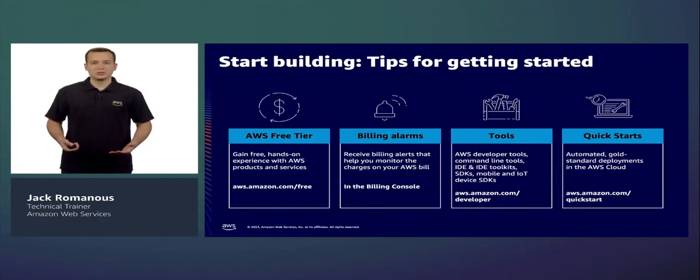You could also use tools. We have a huge range of developer tools. You can utilize our command line interface, software development kits, and a number of other great resources for developers there. If you go to aws.amazon.com/developer, you can see more about the tooling to get started. And lastly, if you want real-world examples of architectures from other customers and best practices, you can utilize our quick starts. Go to aws.amazon.com/quickstart to see some real-world examples.